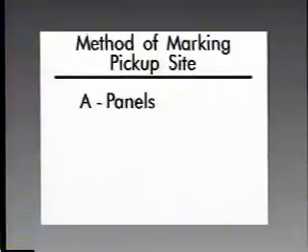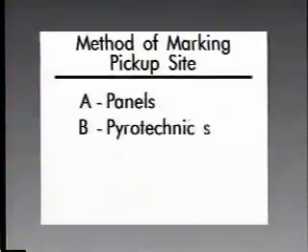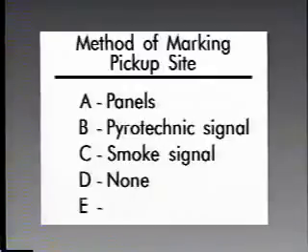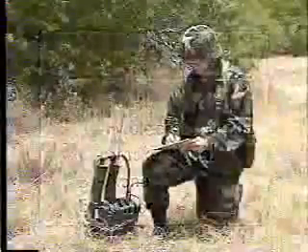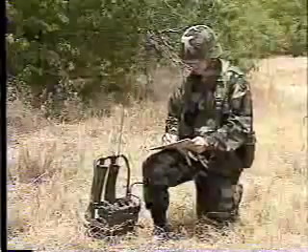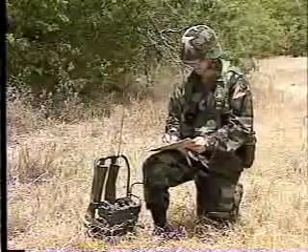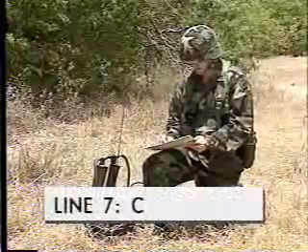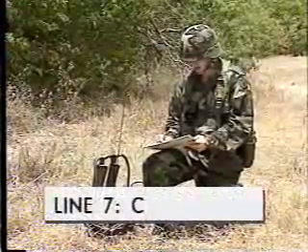Alpha, panels; Bravo, pyrotechnic signal; Charlie, smoke signal; Delta, none; Echo, other. The color of the panels or smoke should not be transmitted until the evacuation vehicle contacts the unit just prior to its arrival at the site. The crew should identify the color and the unit verify it. Charlie on line 7 indicates that a smoke signal will be the method of marking the pickup site.